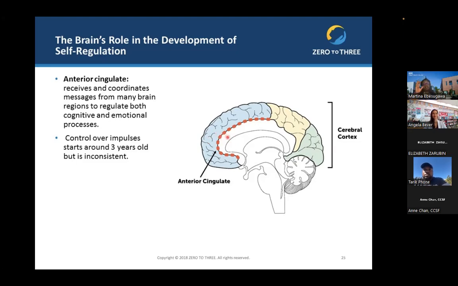So you can see that a 6-year-old may have difficulty controlling their impulses, as well as maybe a 5-year-old. And so this area of the brain continues to develop. And so we have to make sure that we're aware of that.